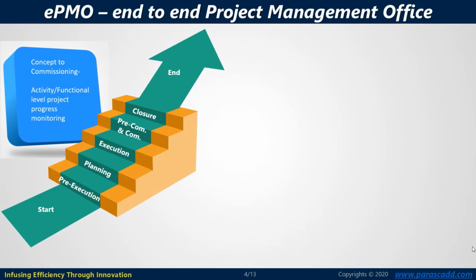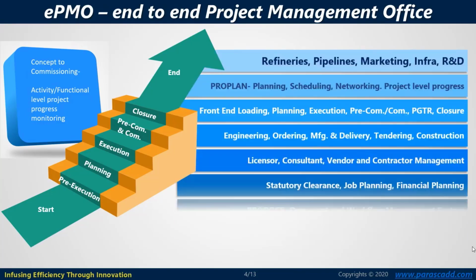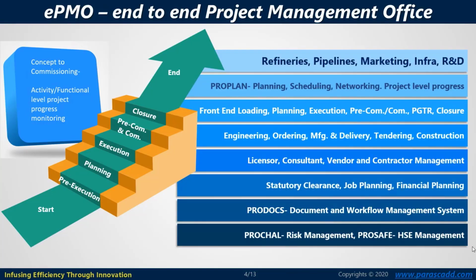Then getting into the execution, so monitoring the progress of each individual core function, that is engineering, procurement, tendering, ordering, construction. Then pre-commissioning and commissioning, so clearing the various statutory approvals, various mechanical executions, etc. are done over there. And at last, the closing of the projects. So various lessons learned, as well as the compendium history, are being monitored over here. So these are the quite features of the product.